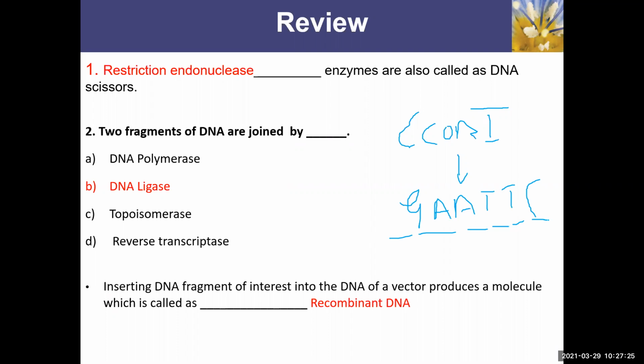You just need to remember what restriction endonucleases are, where we use them, and what their speciality is. They can degrade the phosphodiester bond. They're so specialized, we have so many restriction endonucleases, and every enzyme is specialized in cutting different kinds of DNAs. They are there to create the sticky ends in the DNA. Two fragments are then joined by the DNA ligase enzyme. And inserting a DNA fragment of interest into DNA is called recombinant DNA technology.